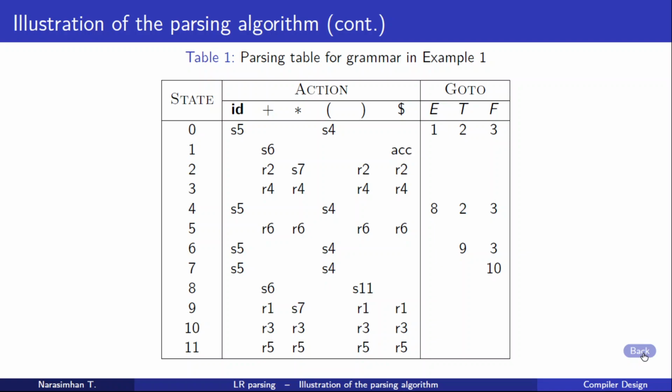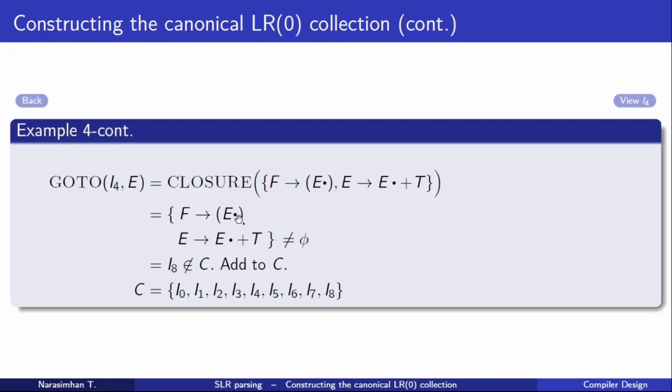Now state I8. In I8, you have two shift items, right? This is one shift item, this is another shift item. So you need to find go to I8 comma right parenthesis and go to I8 comma plus.